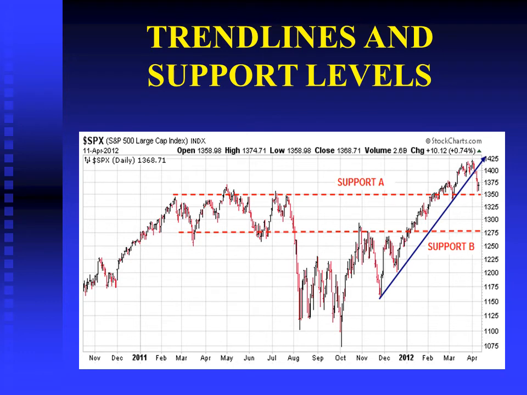Other important information is support levels. Here, a support level around 1350 is an important level to watch. And of course, if the market falls below 1350, then the next support level is this one, which is around 1275, which would be a 10% decline from the peak in March. So these are all tools, no one is perfect, but they keep you alert on where risk is going and in which direction.